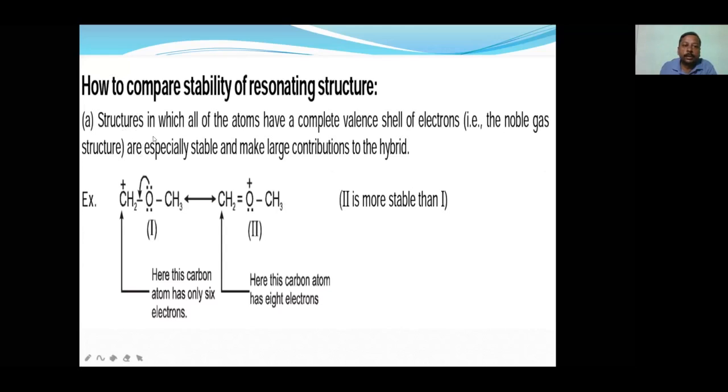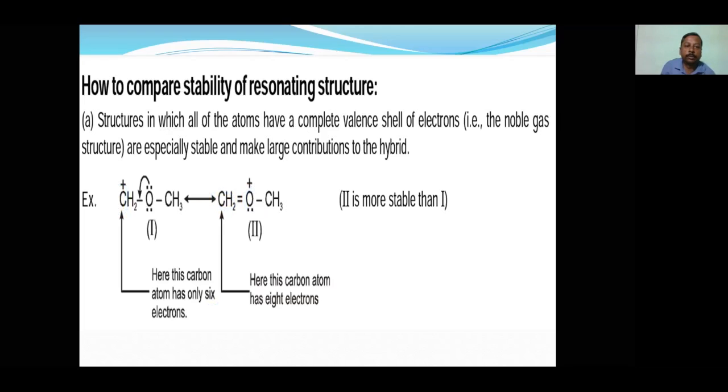Next, see how to compare the stability. First, the structure in which all atoms have a complete valence shell, that is an octet. If all have an octet, then that is the best structure. Here, in the second structure, oxygen is having an octet and carbon is also having an octet. But in the first structure the problem is with the C plus. It has only 6 electrons. Therefore, the second is more stable than the first one. This is the first and foremost rule for comparing stability.